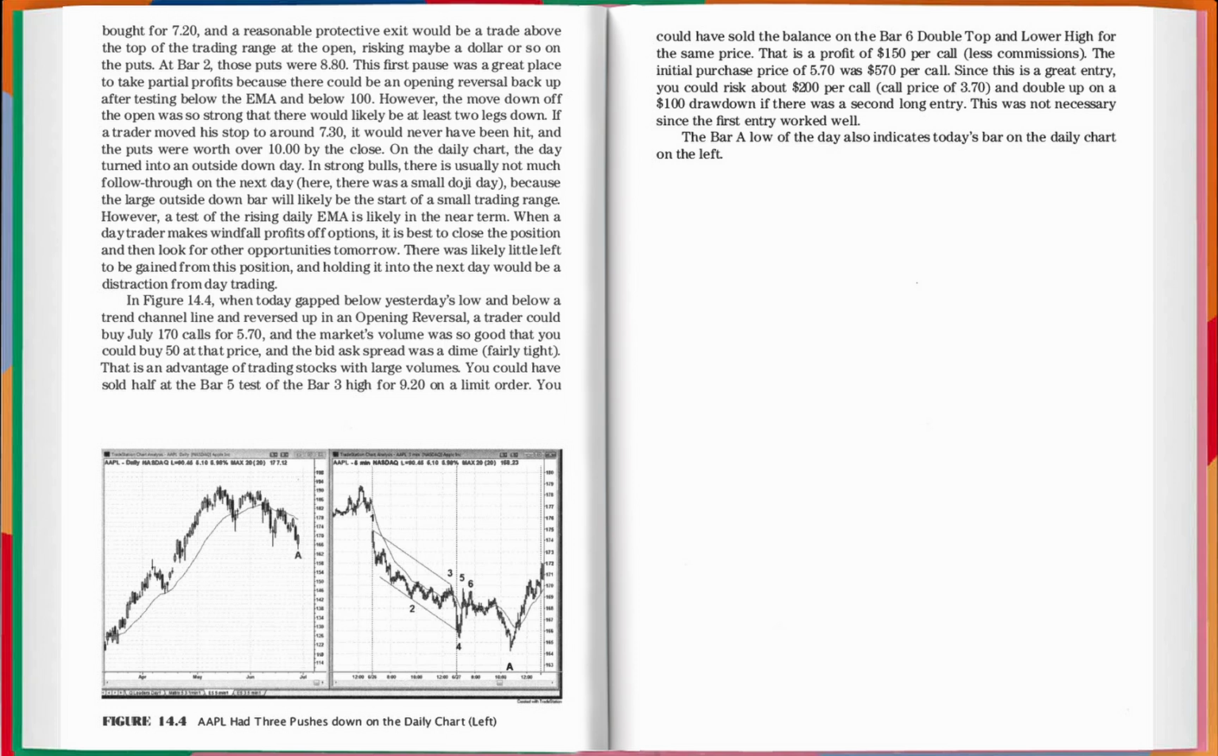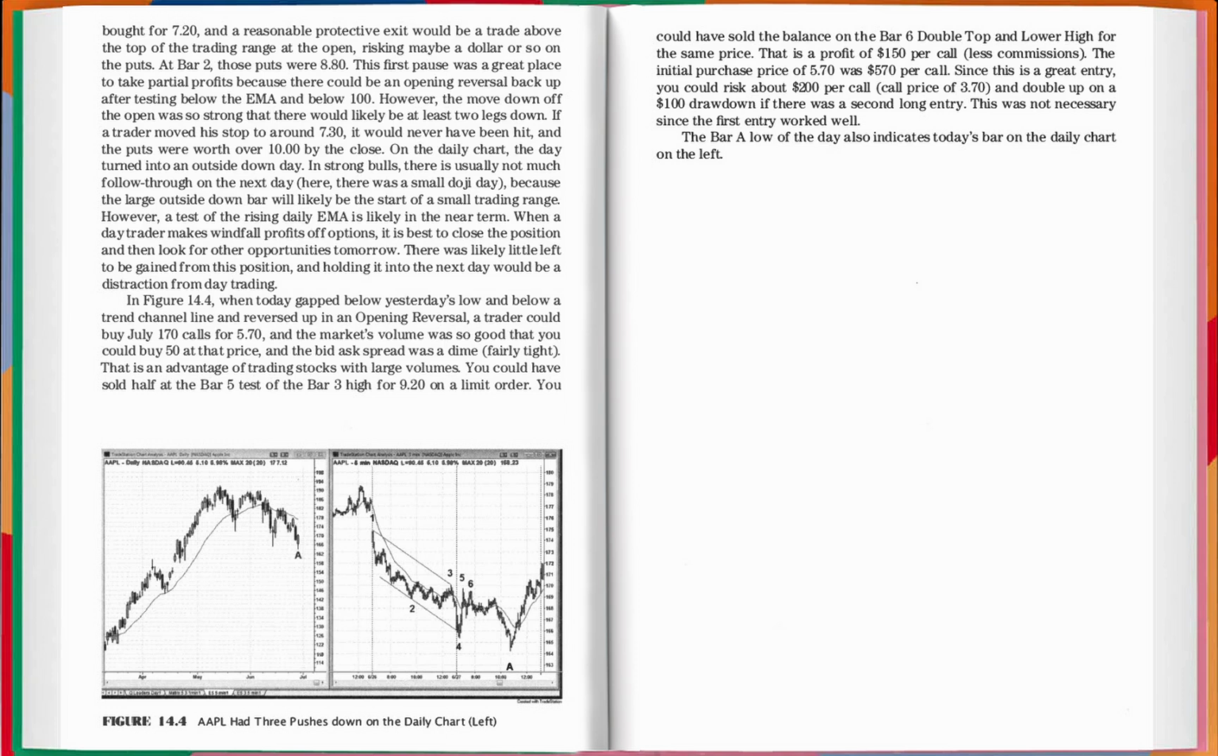You could have sold half at the bar 5 test of the bar 3 high for 9.20 on a limit order. You could have sold the balance on the bar 6 double top and lower high for the same price. That is a profit of $350 per call, less commissions. The initial purchase price of 5.70 was $570 per call.